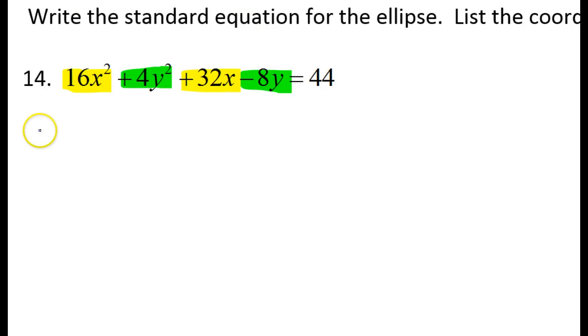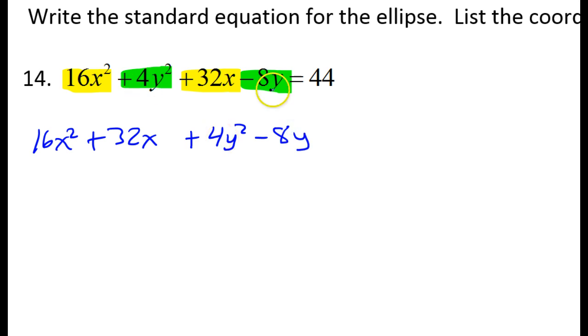Okay, so I'm going to write 16x squared plus 32x. Alright, now I've grouped the x's together. Then I will have the 4y squared minus 8y, because now I have grouped the y's together. And that's going to equal the 44.